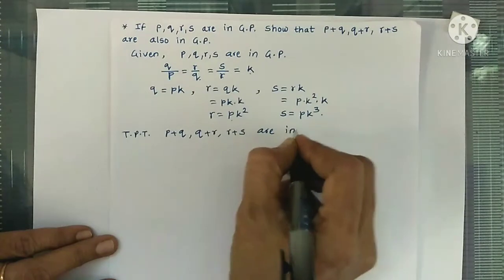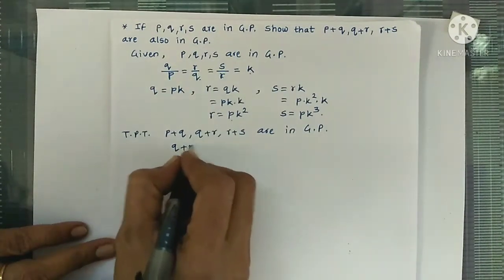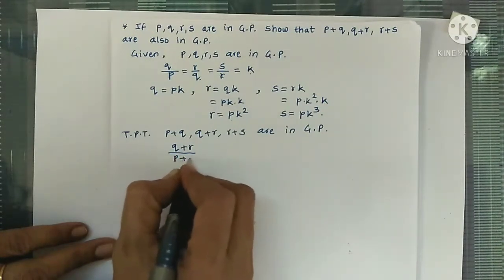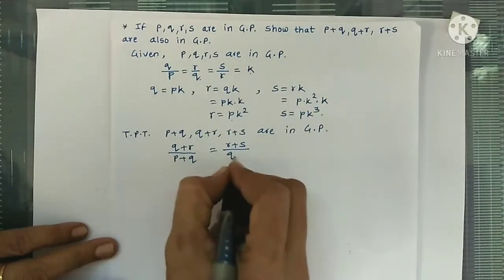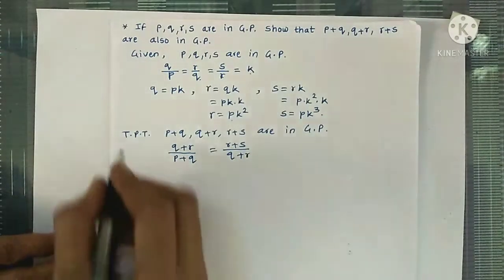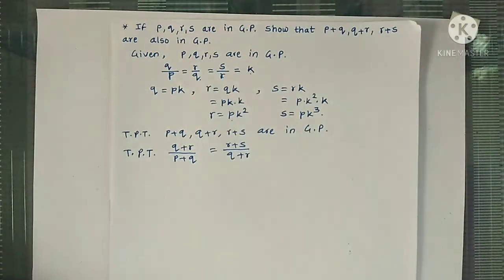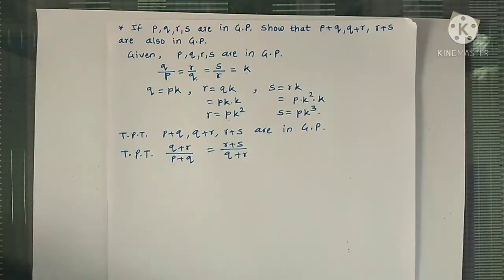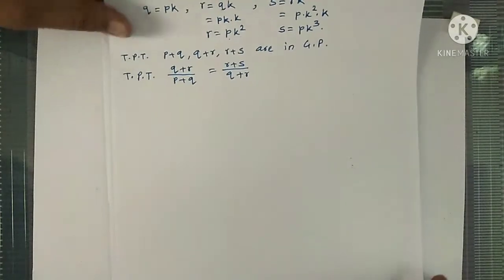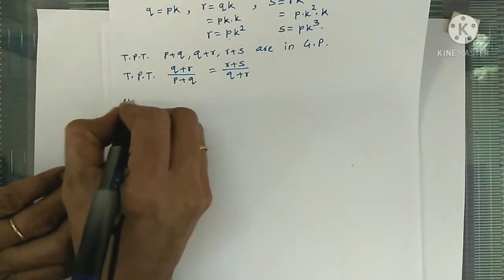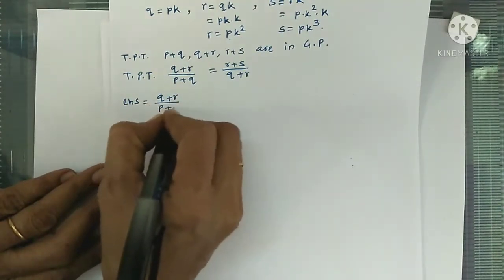To prove this, we have to prove that the ratios of second term divided by first term and third term divided by second term, these two ratios, are equal. So I have written here what is to be proved. Now let's solve the left side and right side and prove that both are equal. So the left side is Q plus R upon P plus Q.